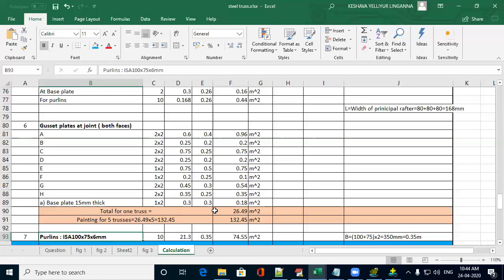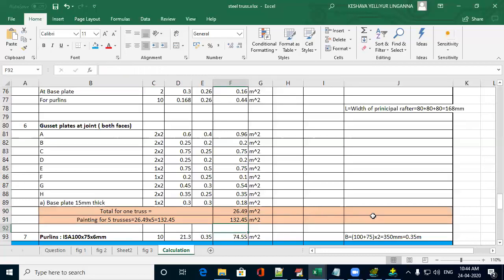So for one truss, if you add everything, here no weight, nothing. Directly you have to add everything in this column from the painting table. You will get 26.49 meters square. This is for one truss excluding purlin. And for the 5 truss painting, it comes to 132.45, if you multiply this number with the 5.